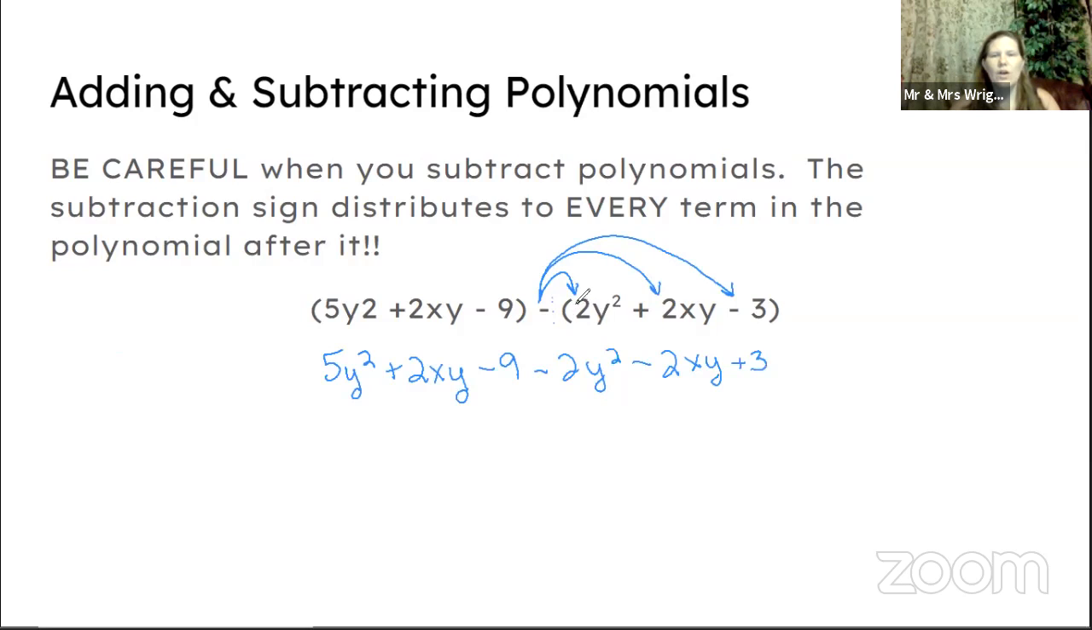If you notice, all that's happened is I've changed the signs of each one of these. This was a positive 2y squared. It became a negative 2y squared. This was a positive 2xy. It became a negative 2xy. This was a -3. It became a +3. That's the first step. And the only difference between addition and subtraction of polynomials, you have to remember with this negative, it's extremely, extremely important.